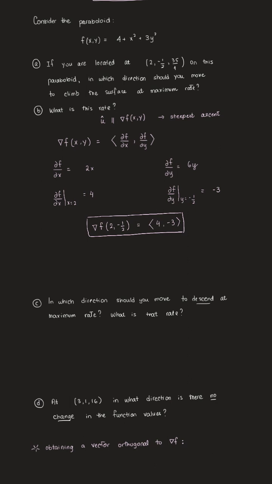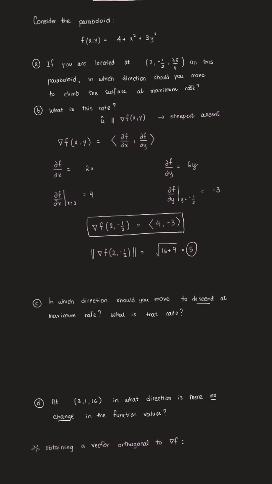Okay, now the second question is, what is the rate of travel? Well, the rate of travel will be the magnitude of this vector. The magnitude of the gradient is how fast we are going. It's actually the value of the directional derivative, it's the slope. So it's the rate of change at which we are climbing up the paraboloid. And that will be the square root of 16 plus 9, which is 5. So the rate at which we are climbing is 5 units of z.